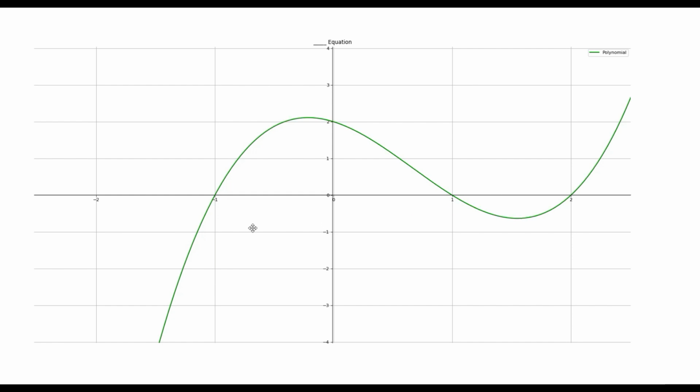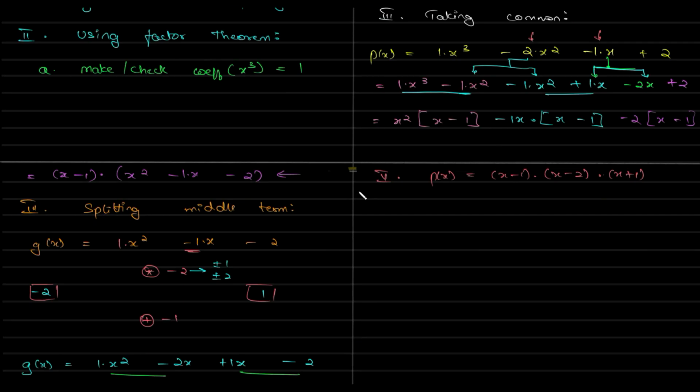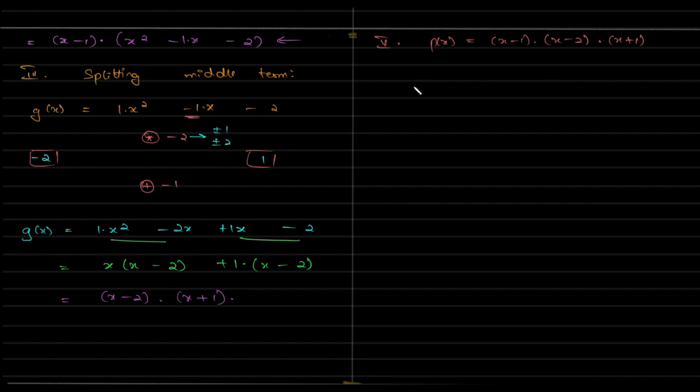And then we have one more interesting thing: the point where the graph crosses the x-axis. It is crossing -1, 1 and 2. This value can be seen over here. What are the zeros of this set of expressions? X minus 1, the zero is 1. This is 2 and this is -1.